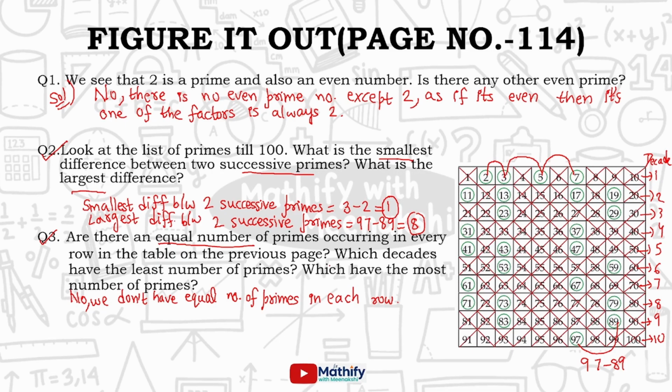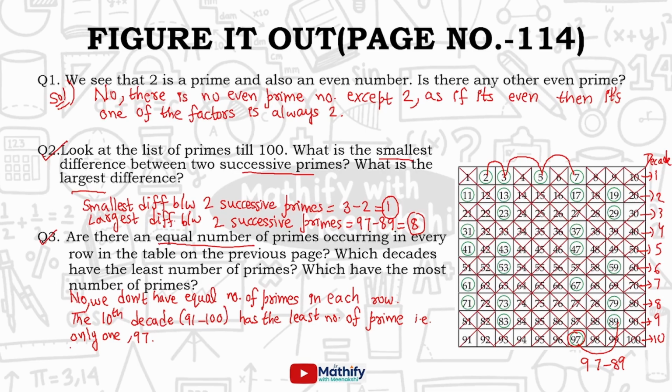Now they are asking which decade has the least number of primes and which has the most. As you can see here, the least is for the last decade, that's the 10th. Only one prime number is there. So we'll write the 10th decade, that is 91 to 100, has the least number of primes. As you can see, we have only one prime, and what is that? 97. We have only one prime number, that is 97.